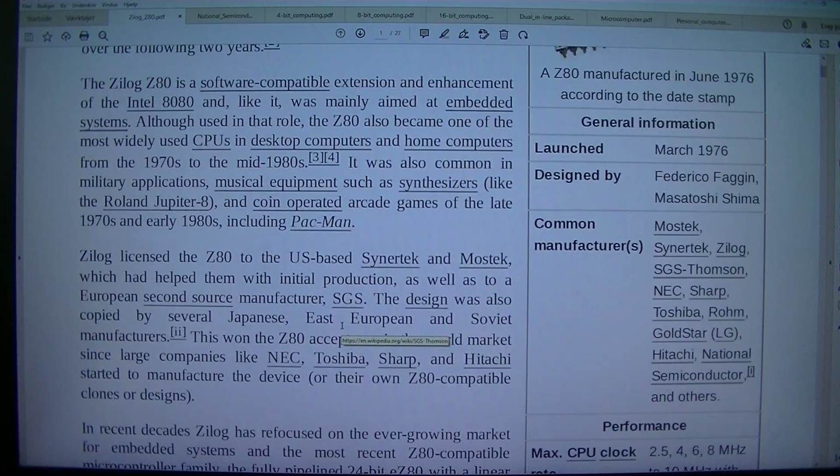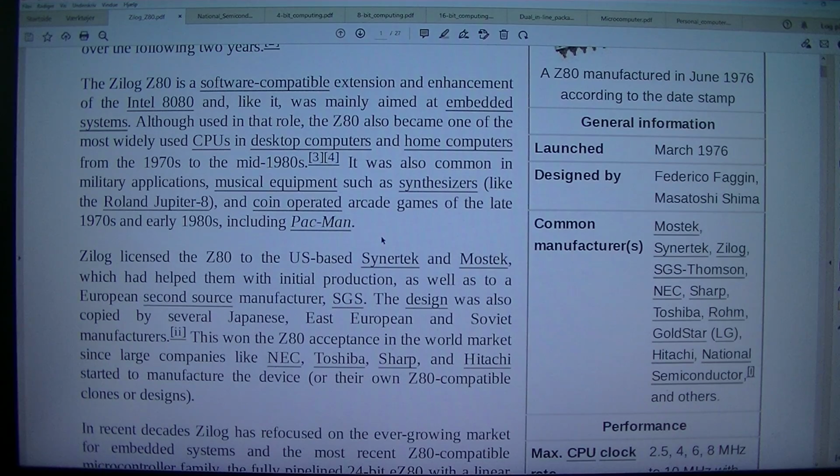The Zilog Z80 is a software-compatible extension and enhancement of the Intel 8080 and, like it, was mainly aimed at embedded systems. Although used in that role, the Z80 also became one of the most widely used CPUs in desktop computers and home computers from the 1970s to the mid-1980s. It was also common in military applications, musical equipment such as synthesizers, like the Roland Jupiter-8, and coin-operated arcade games of the late 1970s and early 1980s.